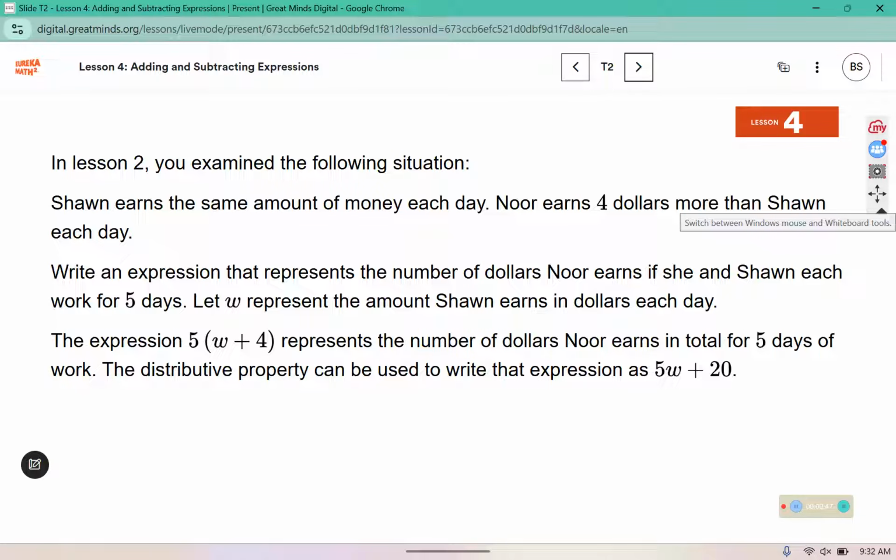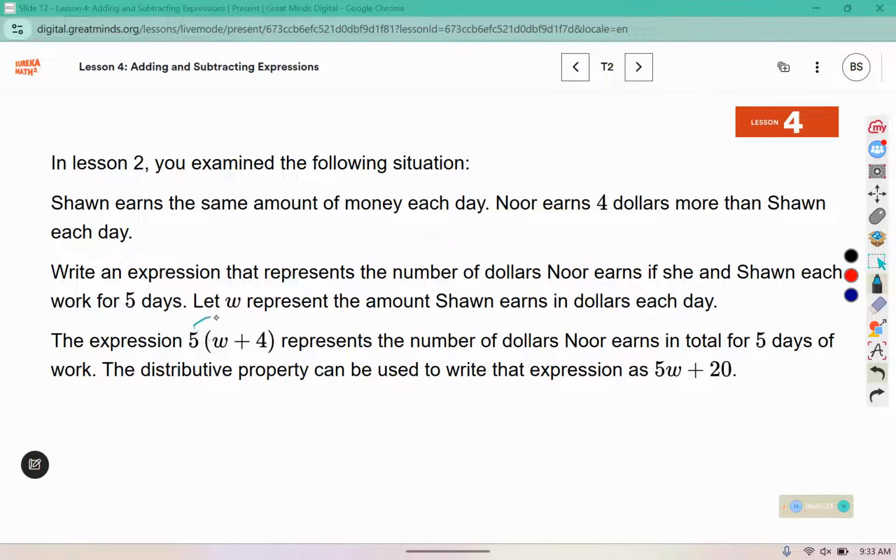In lesson 2, you examine the following situation. Sean earns the same amount of money each day. Noor earns $4 more than Sean each day. Write an expression that represents the number of dollars Noor earns if she and Sean each work for 5 days. Let W represent the amount Sean earns in dollars each day. The expression 5 times W plus 4 represents the number of dollars Noor earns in total for 5 days of work. The distributive property can be used to write that expression as 5W plus 20.